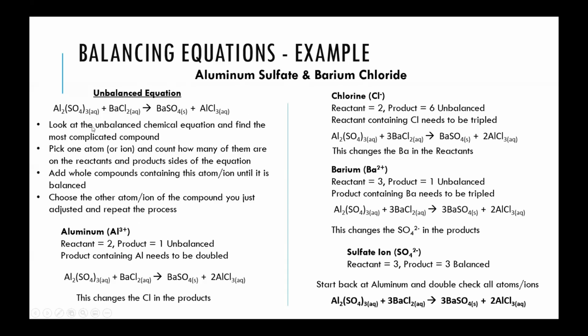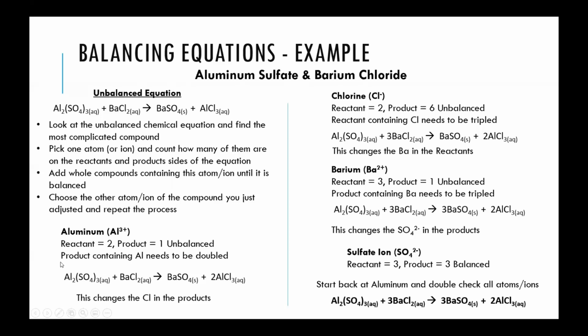And in the unbalanced format, starting with aluminum, there are 2 aluminums on the reactant side and only 1 on the product side. So aluminum is unbalanced. The product containing aluminum is aluminum chloride. And this would need to be doubled in order for the aluminum to be balanced. So you can double the aluminum chloride.